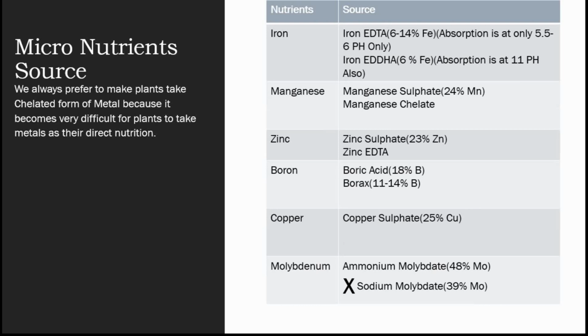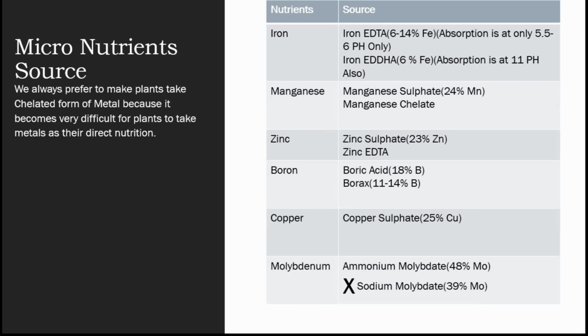Manganese. The source for manganese is manganese sulfate, which has 24% manganese, and manganese chelate. We recommend manganese sulfate because we need to balance the ions there. Manganese has a positive ion, sulfate has a negative ion. So manganese is added with the sulfate. Next comes zinc. The source for zinc is zinc sulfate, which has 23% zinc, and zinc EDTA. Here again we recommend zinc sulfate because zinc is positive and sulfate is negative.